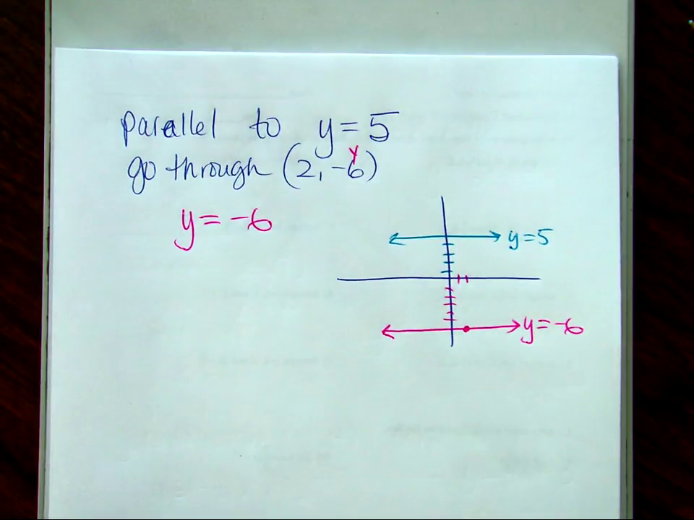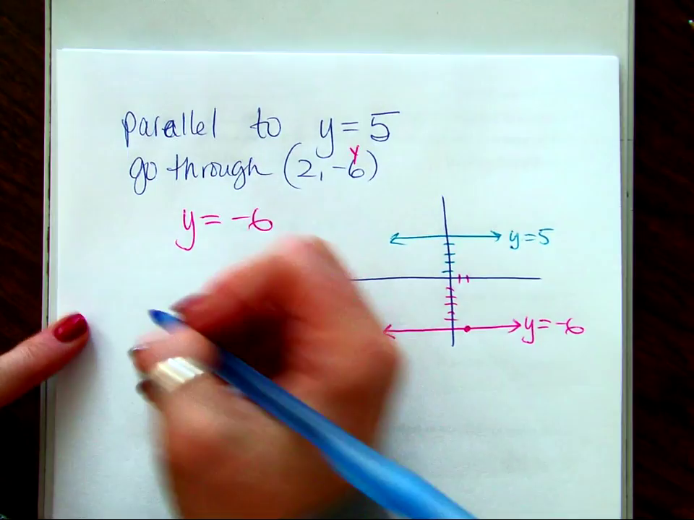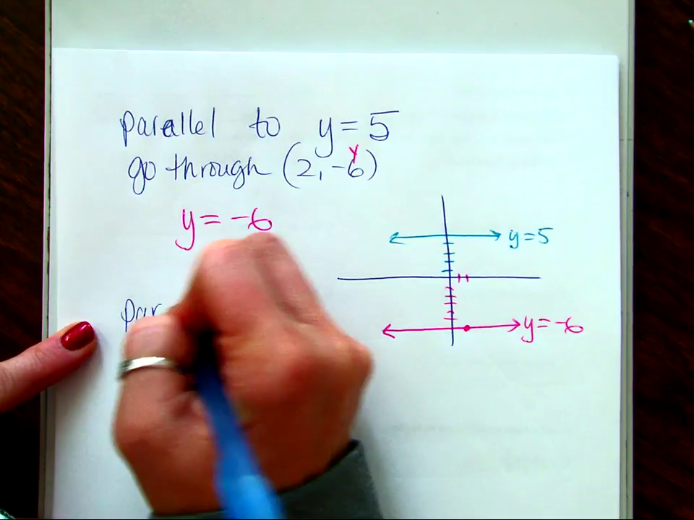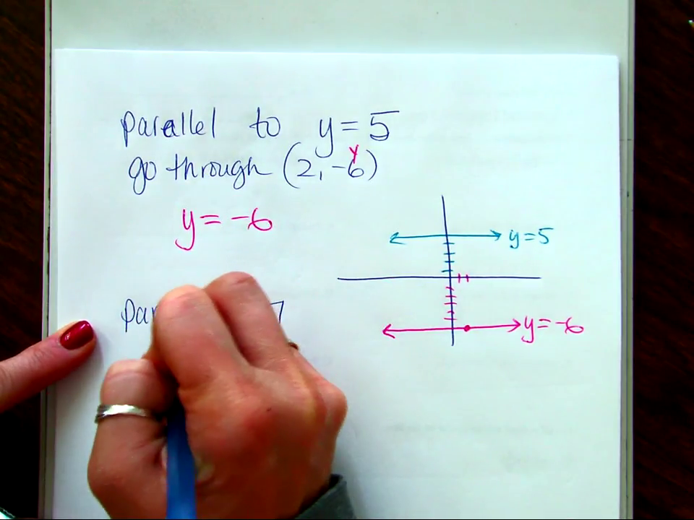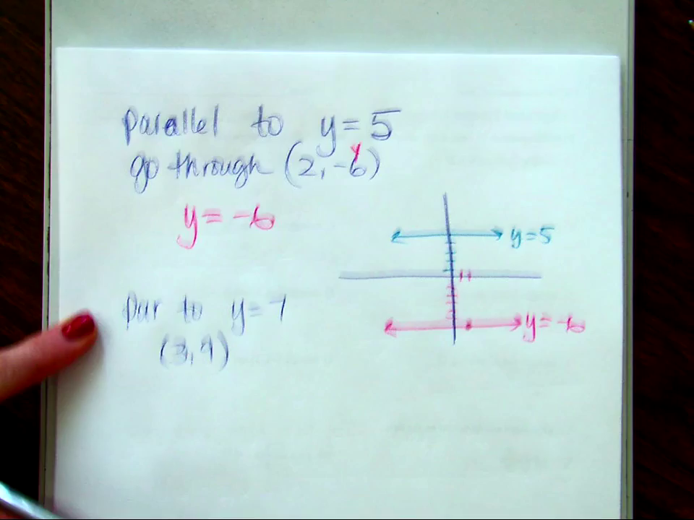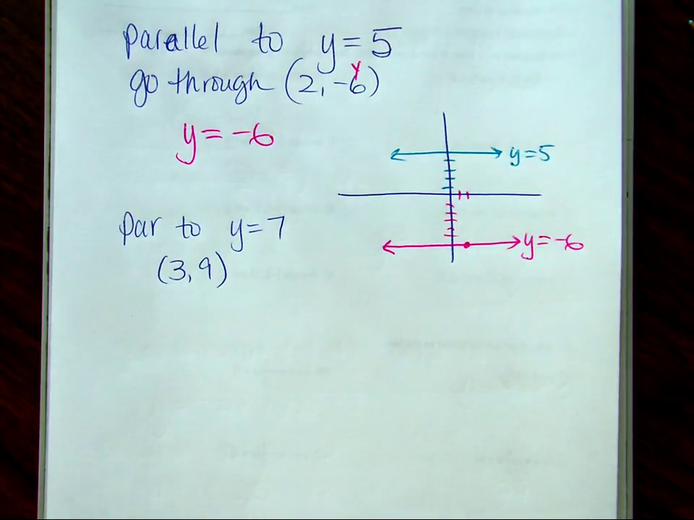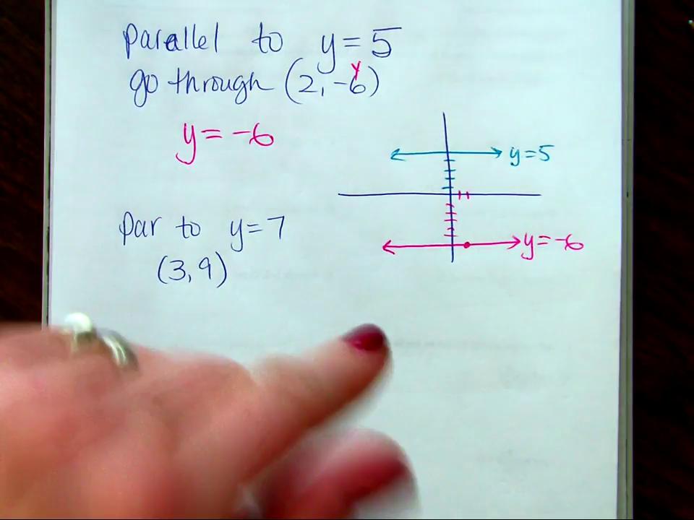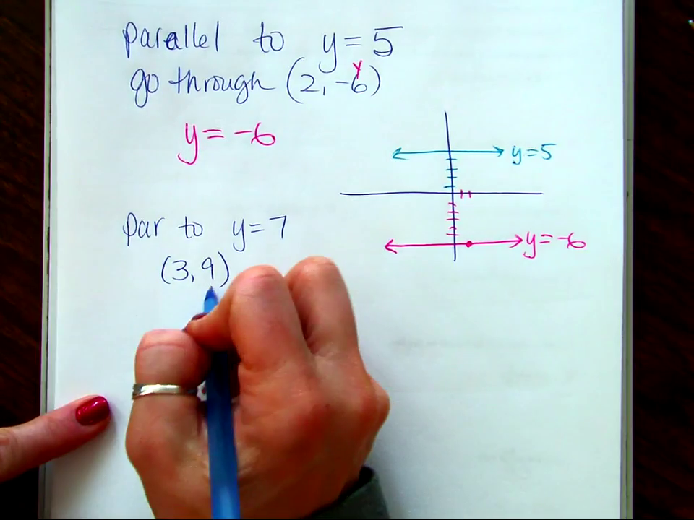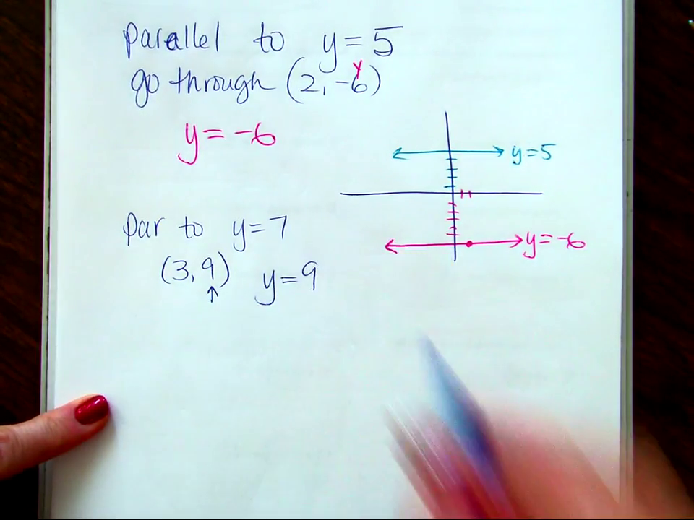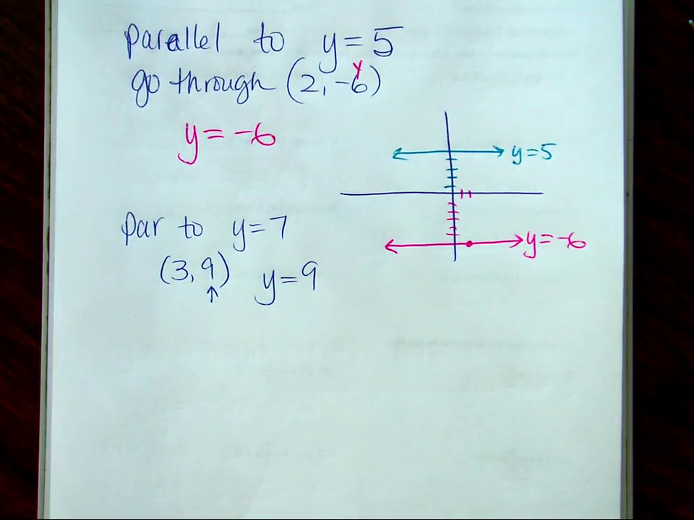So if I were to say, give me a line parallel to y equals 7, but goes through the point (3, 9), what's it got to be? What's parallel to a y equals? Another y equals. Oh, and what's y? 9. So you mean y equals 9? Yup. Okay, let's do perpendicular now.